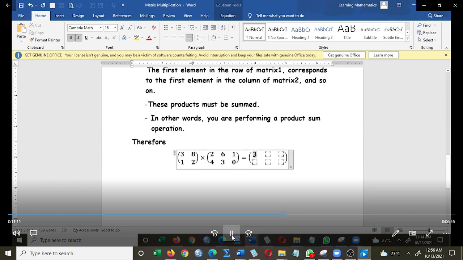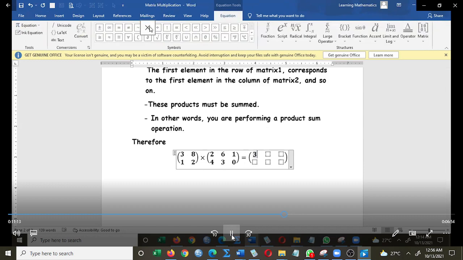So 3 is the first element in the row of matrix 1. 3 times 2, because 3 has to correspond to 2, since 2 is the first element in the column of matrix 2. And then here comes the sum. Plus 8, now the second element in the row of matrix 1, times 4, which is the second element in the column of matrix 2.